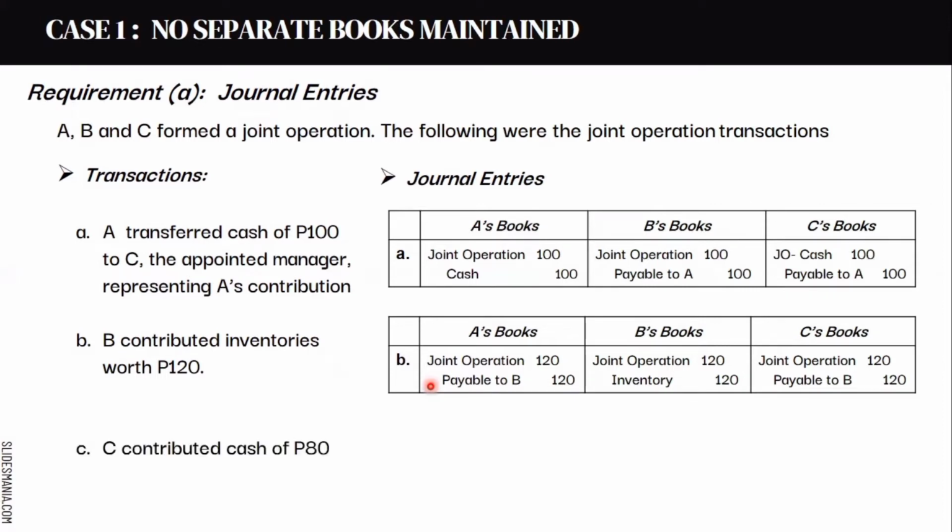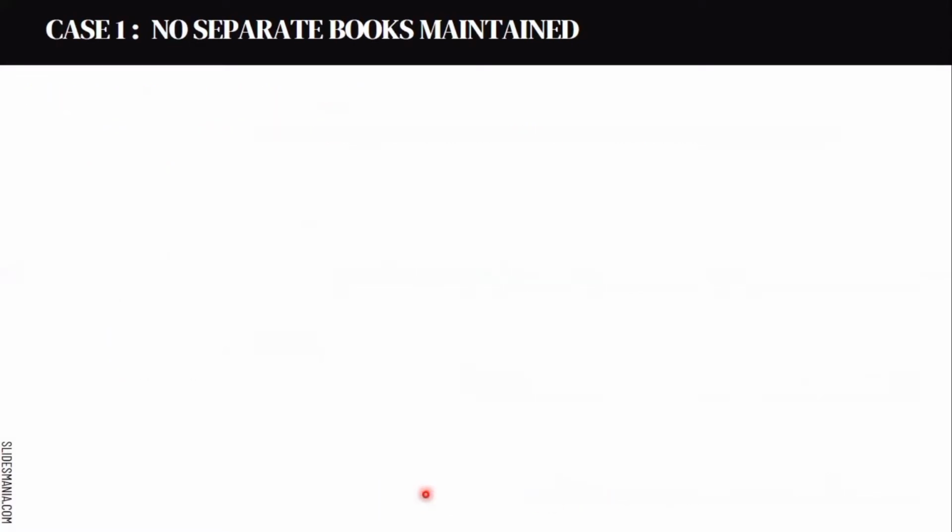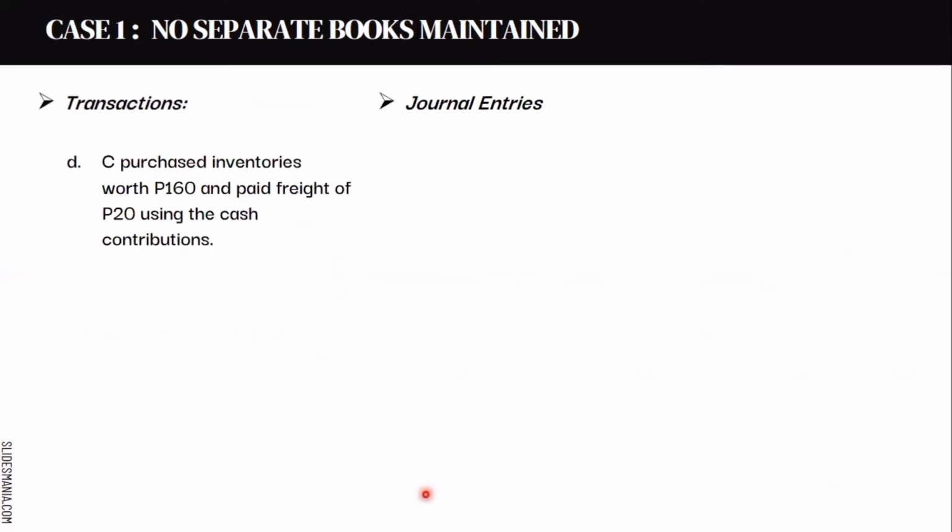So, transaction C na tayo. C contributed cash of 80 pesos. So, journal entries. Sa libro ni A at ni B, debit joint operation account na 80 pesos. Sa libro ni C, which is the manager, debit JO cash. Na-explain ko na yan kanina. At nag-credit siya ng cash kasi nag-contribute siya ng pera sa joint operation. Sa libro ni A at ni B, nag-credit sila ng payable to C. Na-explain ko na rin yan kanina. So, transaction letter D na po tayo. C purchased inventories worth 160 and paid freight of 20 pesos using the cash contribution. So, journal entries po natin dyan.